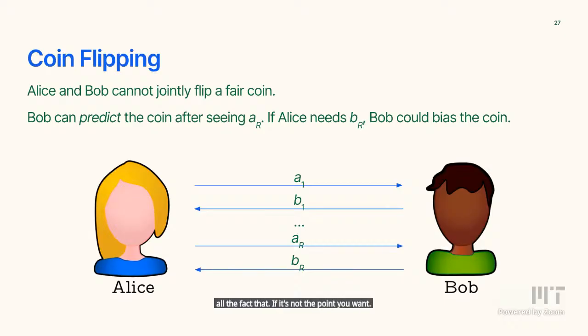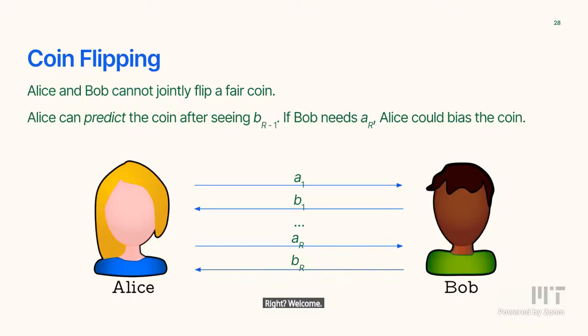Make sense? Okay. So if this protocol is fair, Alice should not need to see BR. Right? But that means that Alice can now predict the coin after seeing Bob's second last message. She doesn't need Bob's last, only Bob's second last. But then if Bob needs Alice's last message, Alice will bias Bob.